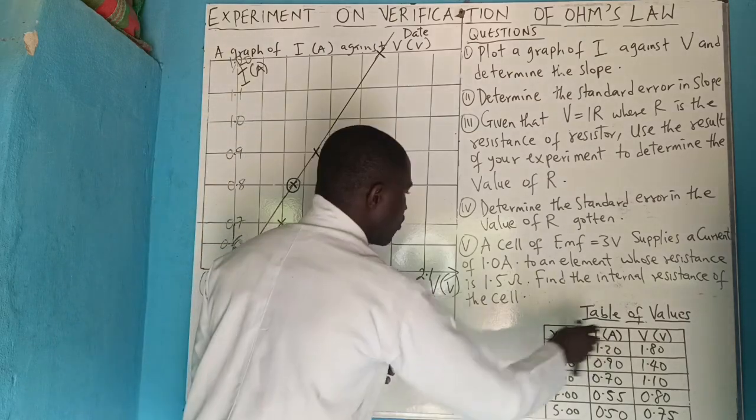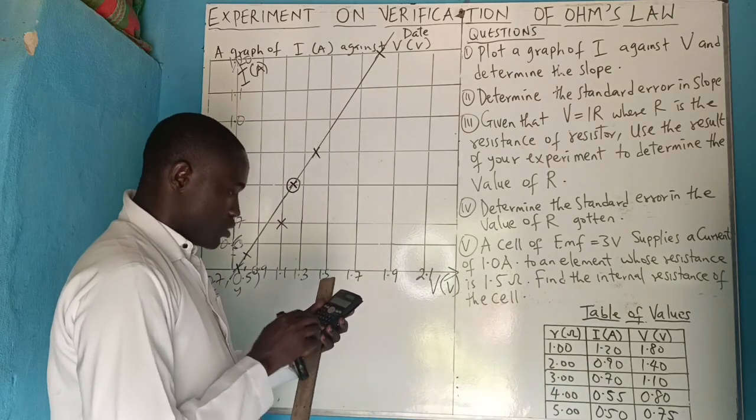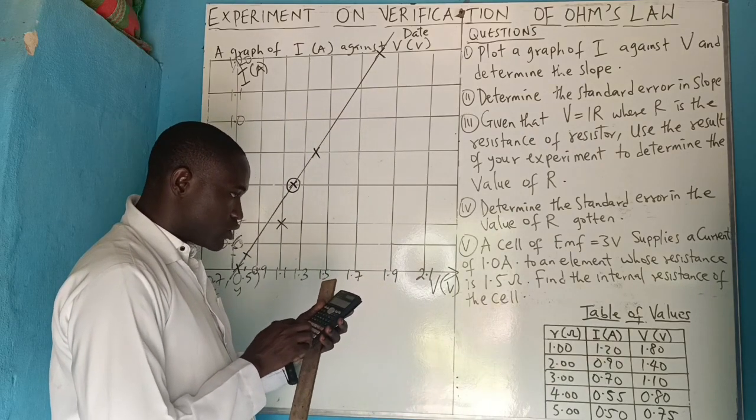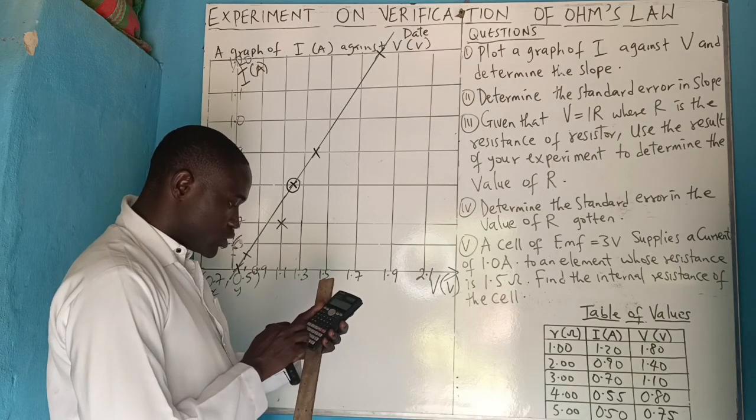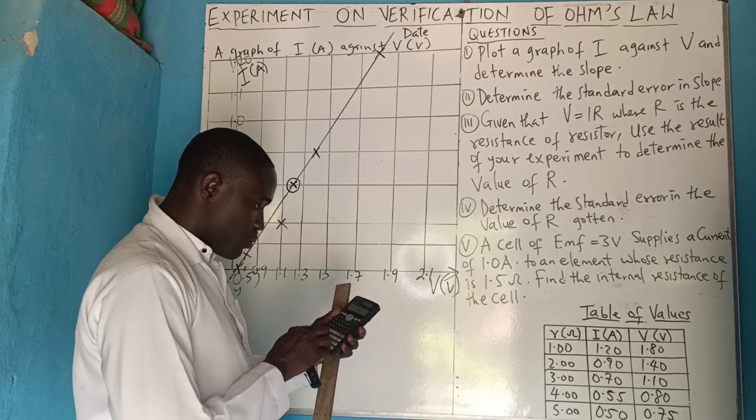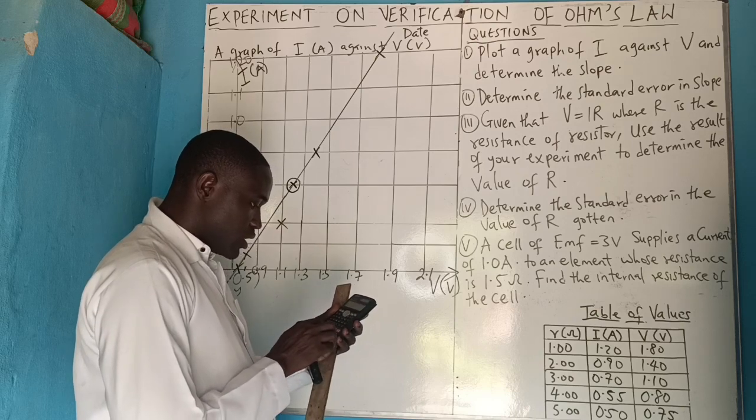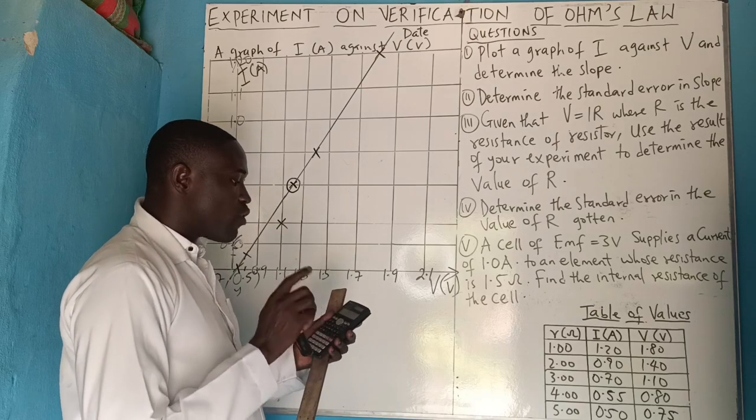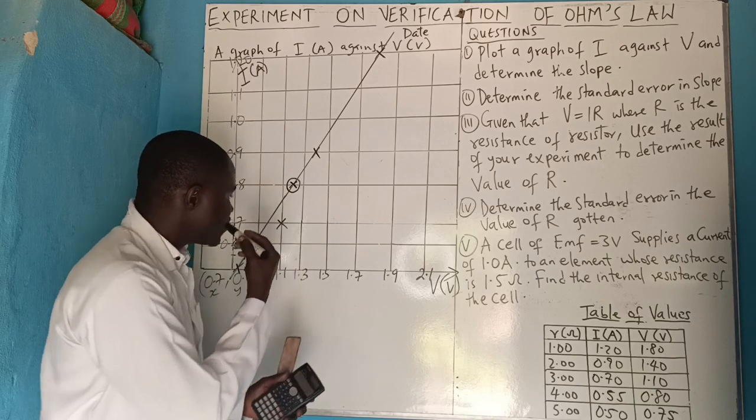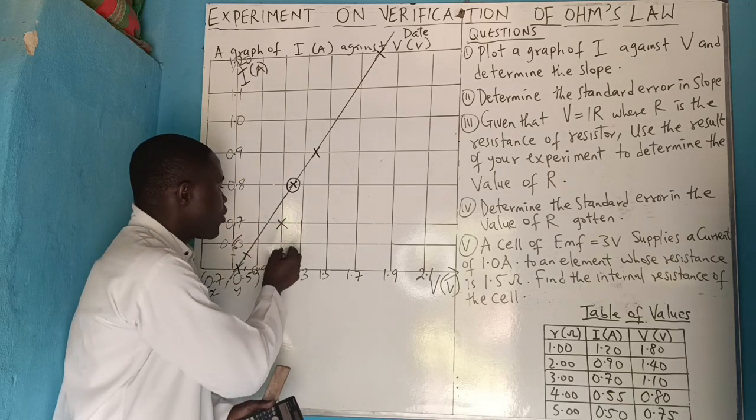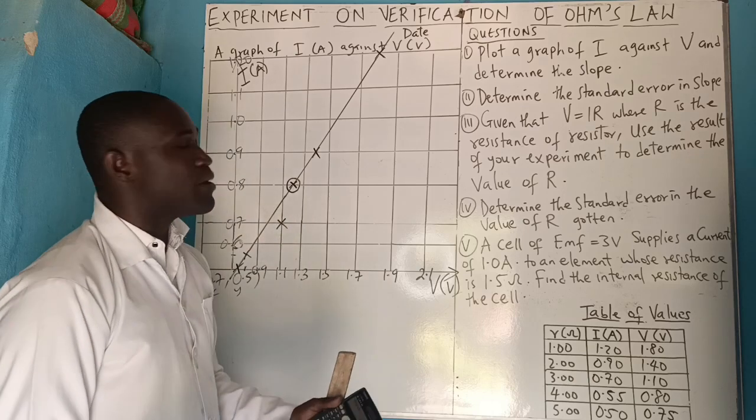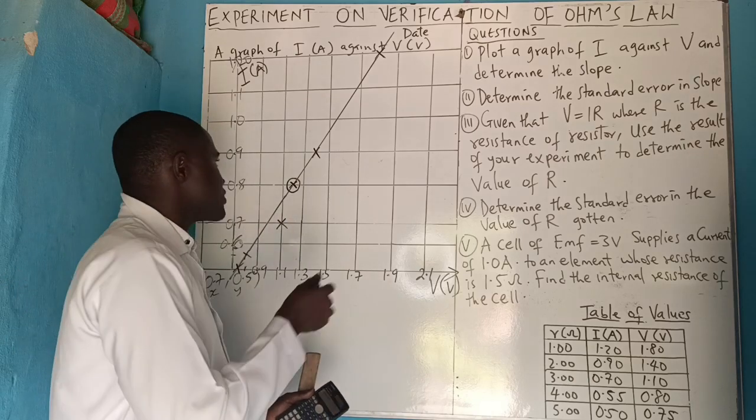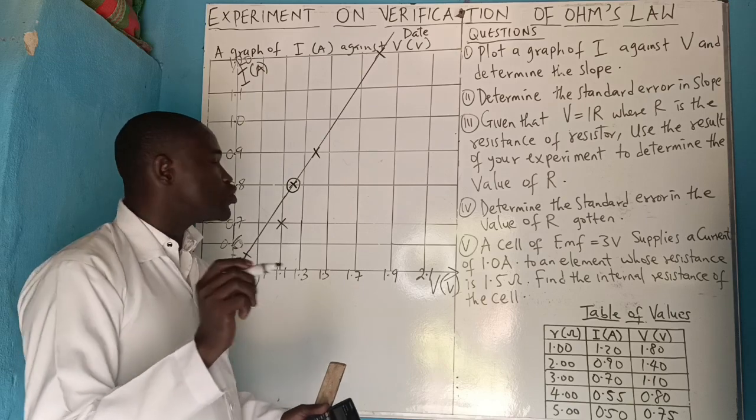Then you do the one of V: 1.8 plus 1.4 plus 1.1 plus 0.8 plus 0.75, divided by 5 to give you 1.2 approximately. So look at your 1.2 and look at 0.8. That will tell you the perfect point where your line of best fit should pass through.